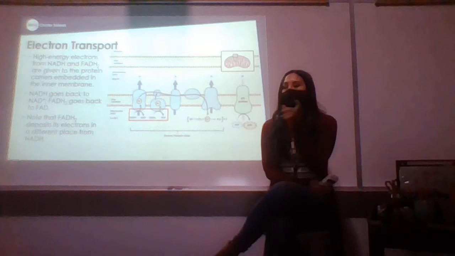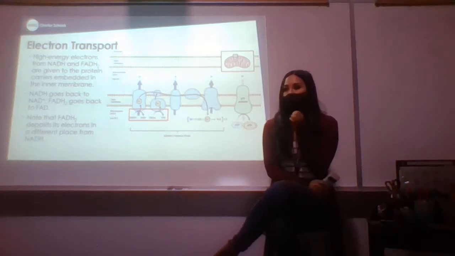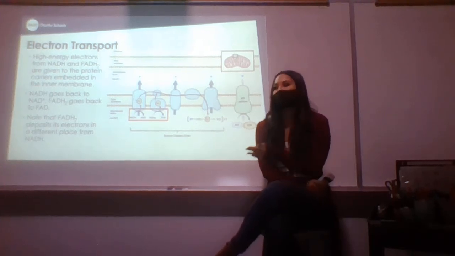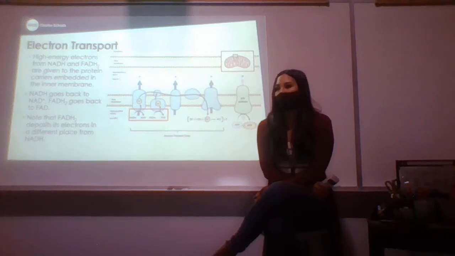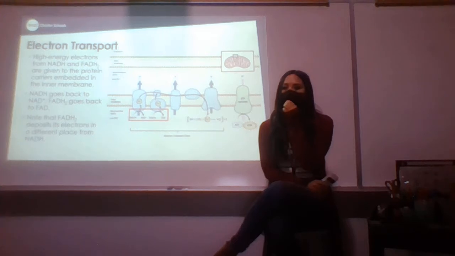So NADH and FADH2 are the molecules that have the high energy electrons, and when they give them away, they turn back into NAD+ and FAD. And remember that we created 2 NADH molecules in glycolysis. And then in the citric acid cycle, we created 8 NADH molecules and 2 FADH2 molecules. And that's per glucose.